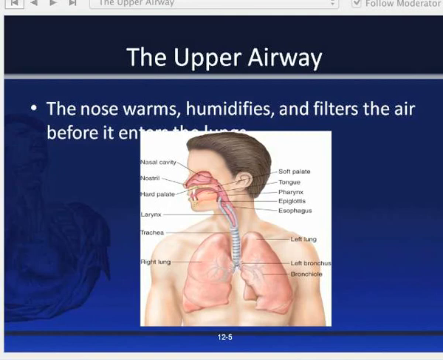The nose humidifies and filters the air before it enters the lungs. A wall of tissue called the septum separates the right and left nostrils. I want you to know the term nares, N-A-R-I-S, nares.